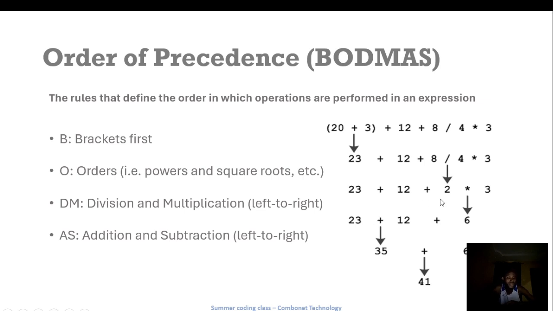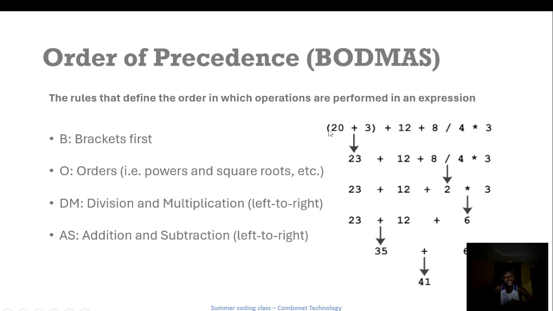23. So after we first evaluate the division, we still have 23 plus 12 plus the newly evaluated result from 8 divided by 4, 2. We still have our multiplication star 3. So you now have to evaluate the multiplication, right? After we evaluate it, we are left with 23 plus 12 plus 6. And when you have addition and subtraction, which is the final level, you evaluate them from left to right, as with multiplication and division. So 23 plus 12 is 35 plus 6, 41.